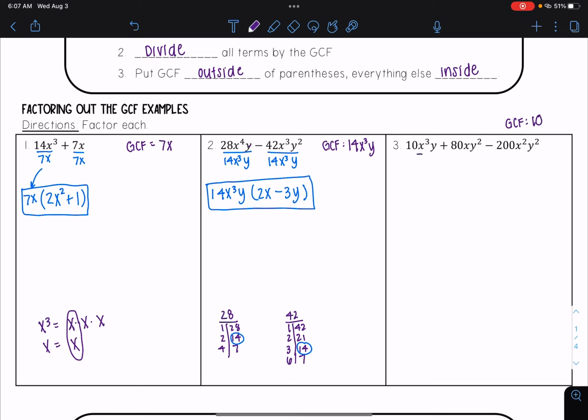Next I need to look at my x's. So I have x cubed, x, and x squared. The smaller exponent is just the x, so my GCF has x in it. And then looking at my y's, I have y, y squared, and y squared. And so my smaller exponent is going to be y. So we can go ahead and divide everything by my GCF. I get 10xy out in front.